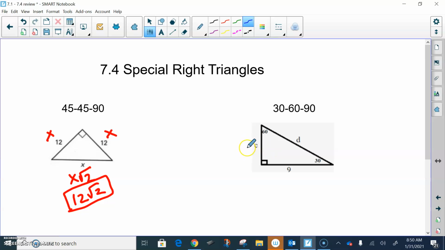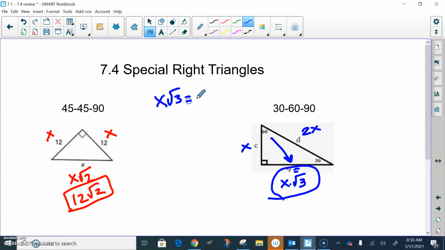And then we had our 30, 60, 90. Across from our 30, the shortcut was, that's our short leg. We call that x. The hypotenuse was twice as big, or 2x. And what we call the long leg, across from the 60, was the short leg times the square root of 3. I thought I would choose one of the uglier ones just so you can see that. They have to give us one of the three sides, and that's the one they chose to give us. So I know that x root 3 equals 9. I'm looking for the short leg, and I'm going to double it to get the hypotenuse.